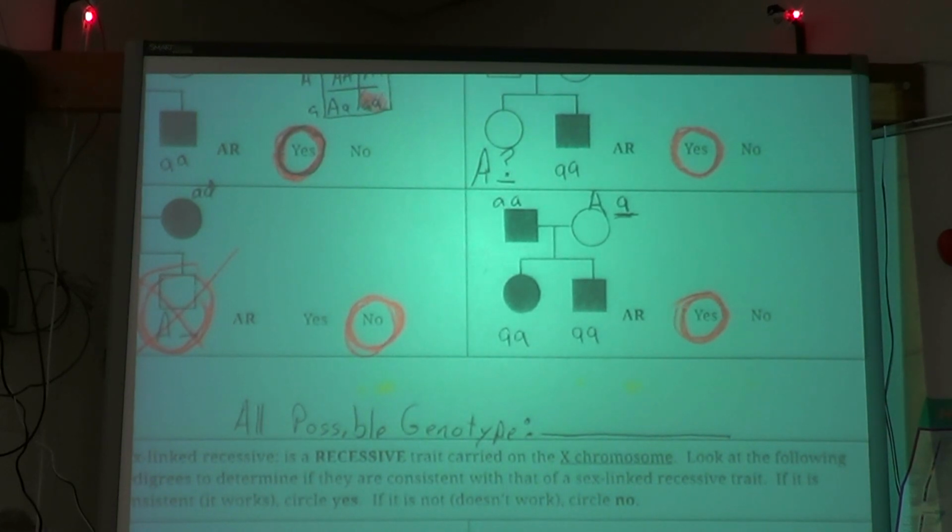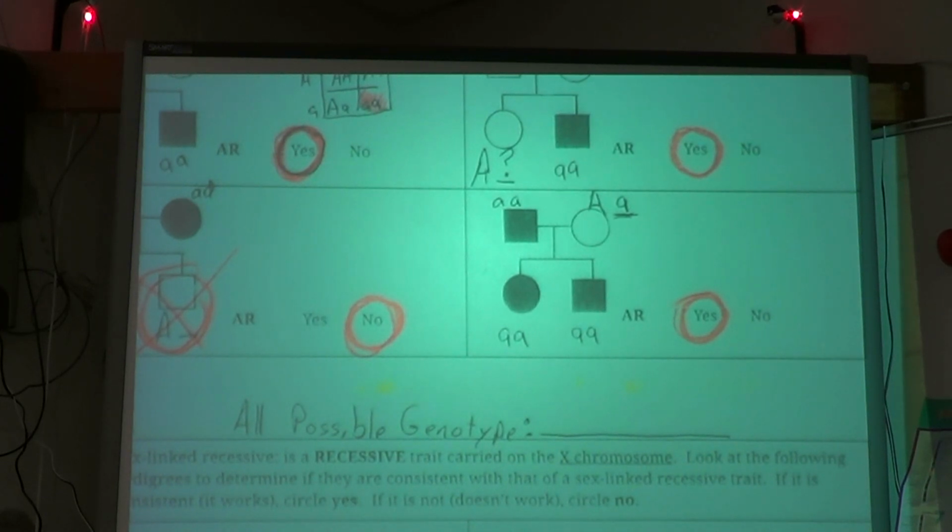The last mode of inheritance that we're going to look at today is sex-linked recessive. That's what the homework that was due last night was looking at. Things carried on the X chromosome, and it's recessive. So our three possible alleles are X big A, X little a, or Y. Those are the three alleles that are possible outcomes based upon sex-linked recessive. It's only carried on the X. These are X-linked, just for the record.